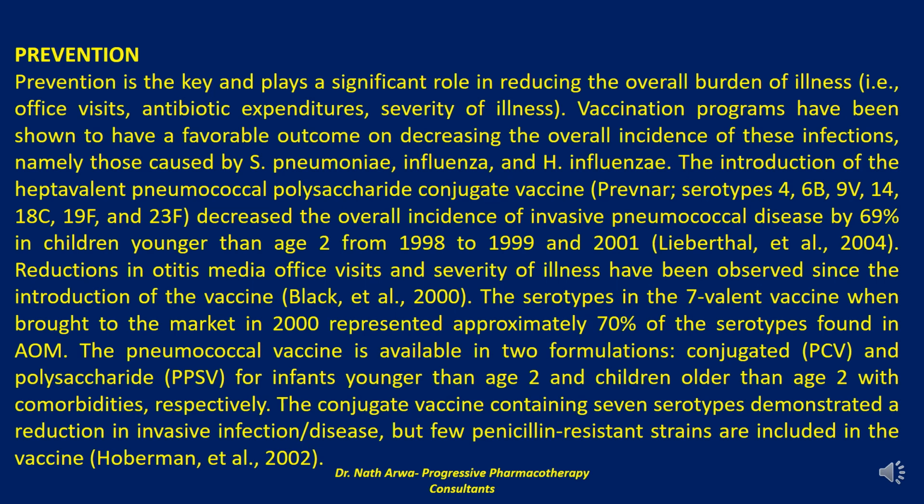Reductions in otitis media office visits and severity of illness have been observed since the introduction of the vaccine, according to Black and colleagues in 2000. The serotypes in the 7-valent vaccine when brought to the market in 2000 represented approximately 70% of the serotypes found in acute otitis media. The pneumococcal vaccine is available in 2 formulations: conjugated, that is PCV, and polysaccharide, that is PPSV, for infants younger than age 2 and children older than age 2 with comorbidities, respectively.